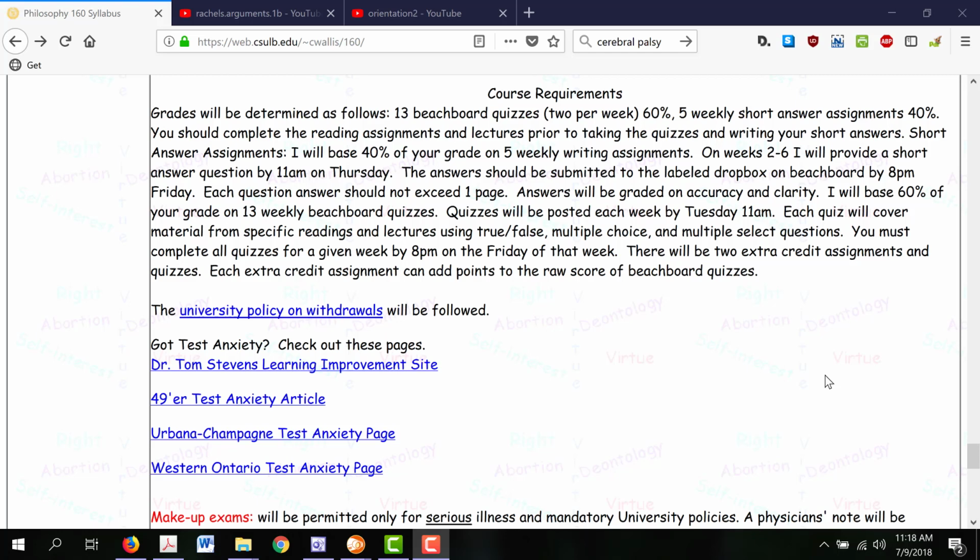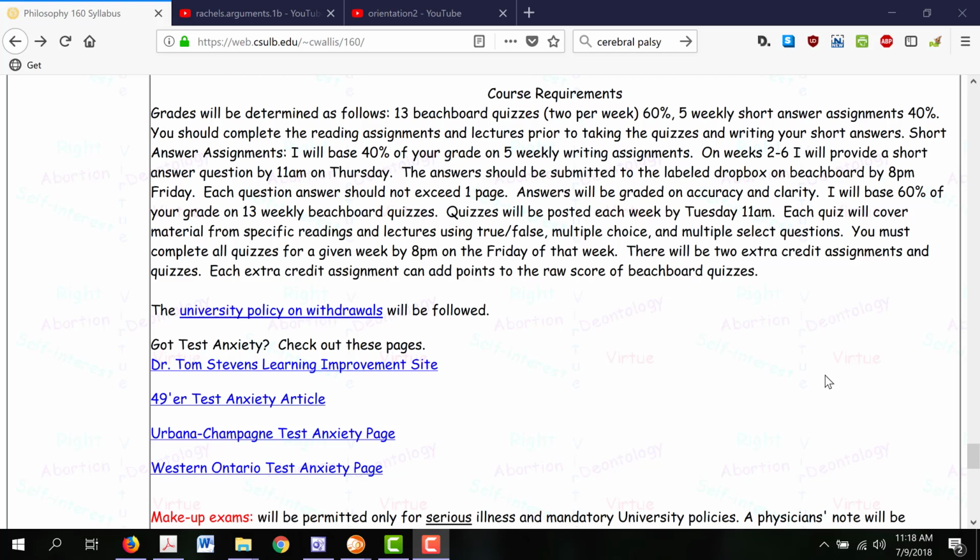So each of those short answers should shoot for about 1 page in length, and I'm going to grade them on their accuracy, how accurate they are in reporting the details of a particular question, their clarity, how clear they are in their exposition, their organization. I'll take off points if you don't format them properly, and so on.